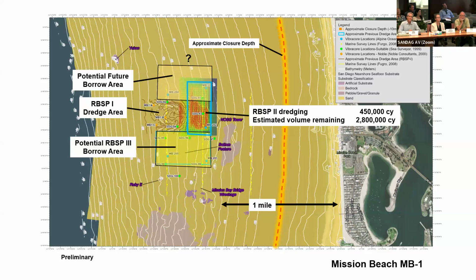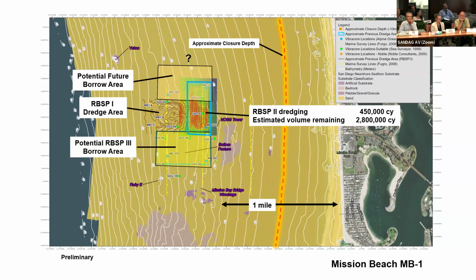The RBSP1 borrow area, you can see that was moved shoreward for RBSP2. It has not been dredged since then. The red is just showing the dredge tracks. Has not been dredged yet. Has not been dredged since RBSP2. There's perhaps almost 3 million yards left in place if that's taken down to its 20-foot depth.